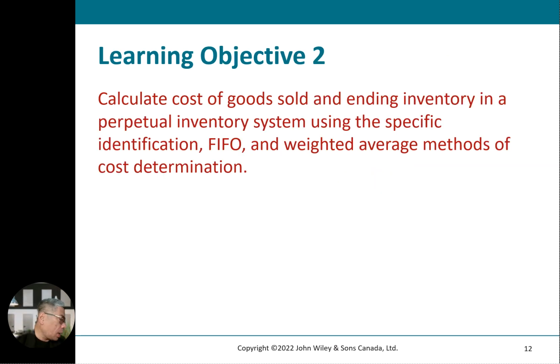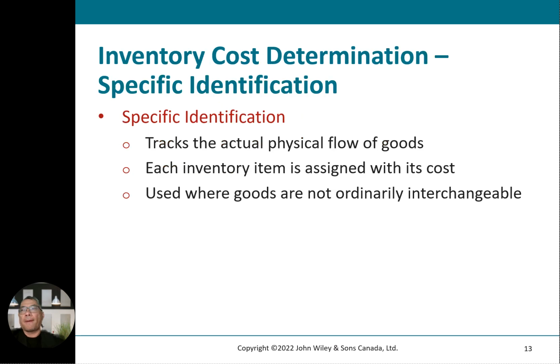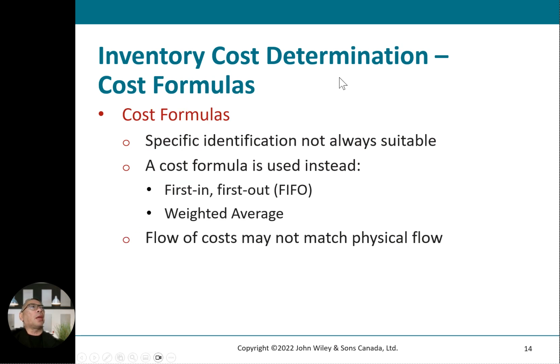Okay, and then look at learning objective number 2. Calculate the COGS and the inventory using a cost identification method such as specific identification, FIFO, and weighted average. Okay, all right, let's look at the specific cost determination identifications. That's the first one. Track the actual physical flow of goods. Each inventory item is assigned its cost and used where goods are not ordinarily interchangeable. Okay, all right, let's look at the inventory cost determination, which is the cost formula.